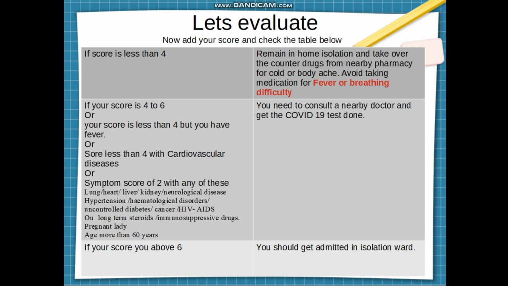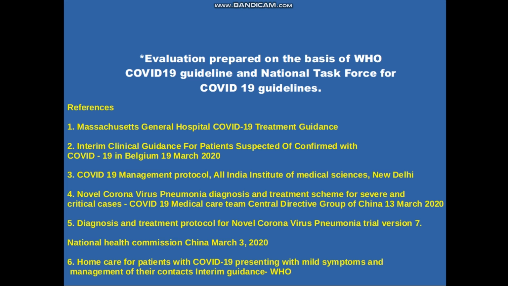And if your score is well above 6, you are most likely to have a COVID-19 infection, and you should very well visit a hospital, get admitted, and make sure you are put in an isolation ward and the COVID-19 test is done. This evaluation is prepared on the basis of the WHO COVID-19 guideline and the national task force for COVID-19 guidelines. And here are the references which I have used.